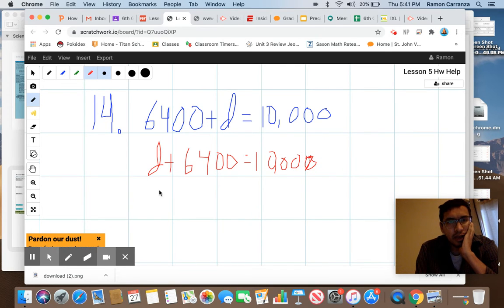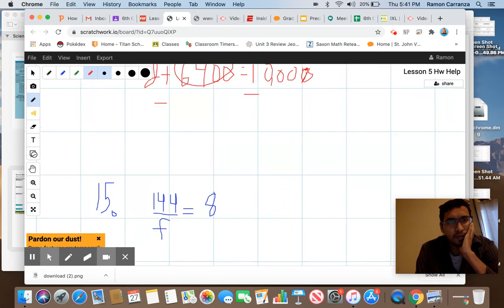And since we're adding, our inverse is subtracting, so we're going to subtract the same amount from both sides, which is 6,400. And then make sure that you simplify for the solution for D.